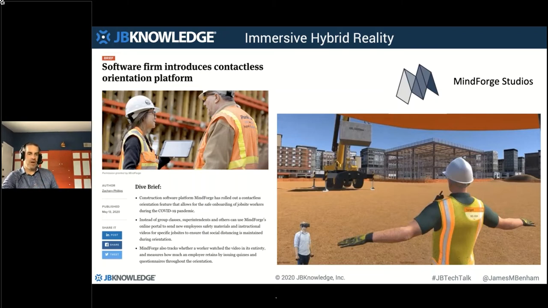The same company, MindForge, is rolling out some really neat programs for contactless orientation. So when you have new workers, you can do training and orientation through their technology instead of in person, which is also proving to be quite useful and quite relevant.